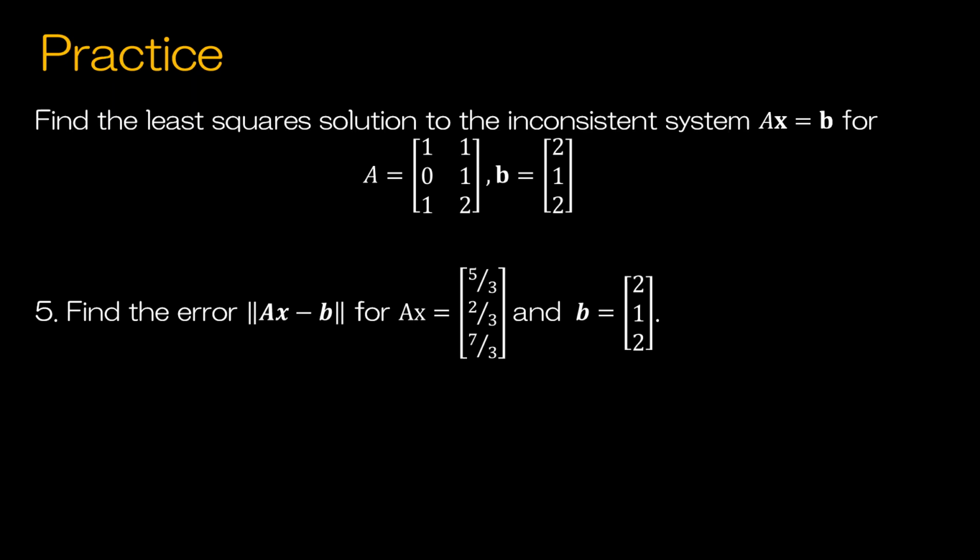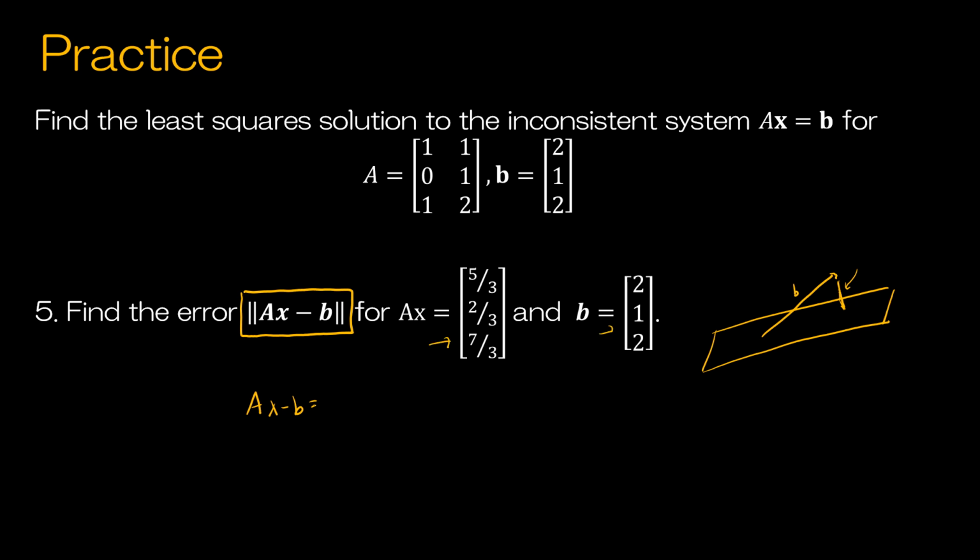The last part of this that you may be asked to find is the error. Recall that what we're doing is finding a least squares solution. So the error would represent basically the distance from the plane created by the span of A to vector B. So we're not finding the vector that is orthogonal, we're finding the distance of that vector. To find that distance, we're just going to take AX minus B.